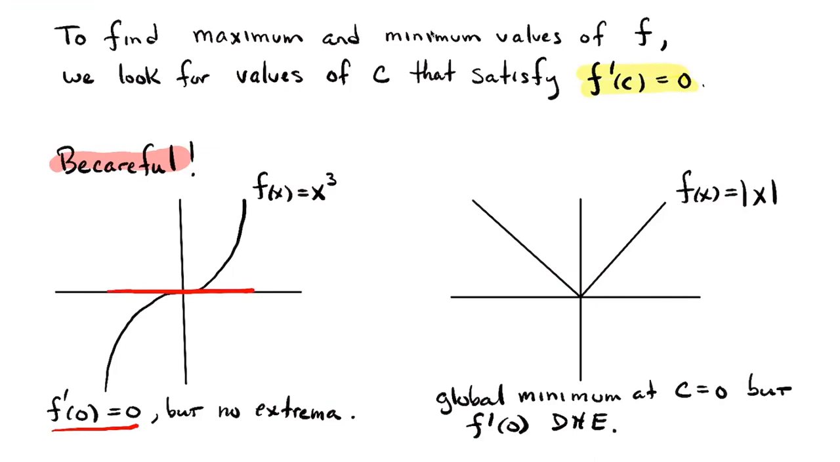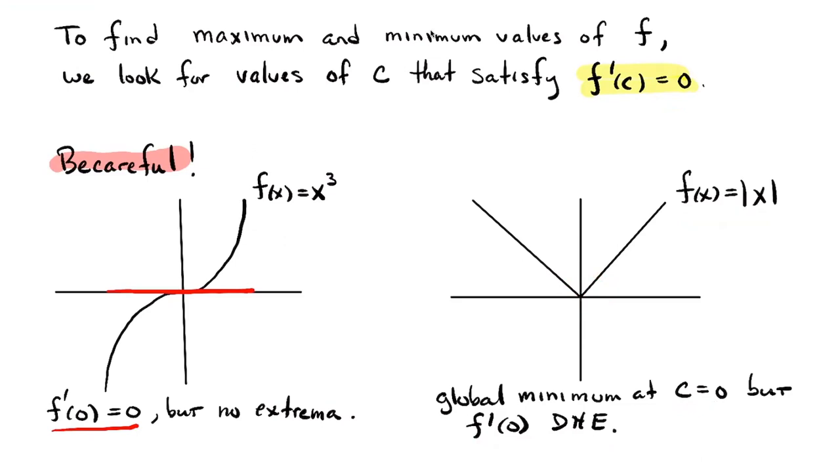Additionally, you can have extrema at places where derivatives don't even exist. Look at the absolute value function over here. It certainly has a global minimum value, f of 0. The global minimum value is 0, and it happens when c is 0, the input is 0, but the derivative doesn't even exist there. So if we only looked for places where the derivative was 0, we wouldn't find this one.